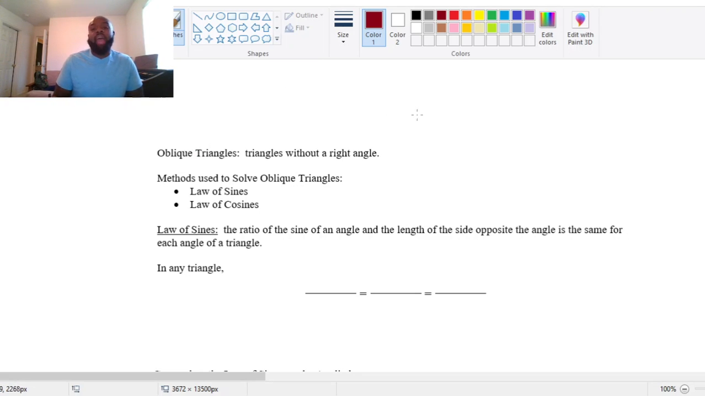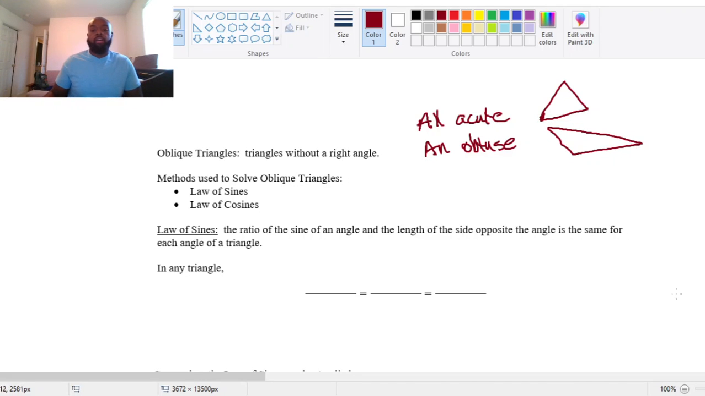Some of them may have all acute angles, right? So something that looks like this, where none of your angles is equal to 90 or greater than 90. Or some triangles may have an obtuse angle. Now, an obtuse angle is an angle that's greater than 90 degrees. And so some of them may look something like that. All right, that's an example of an obtuse angle and a triangle that has all acute angles.